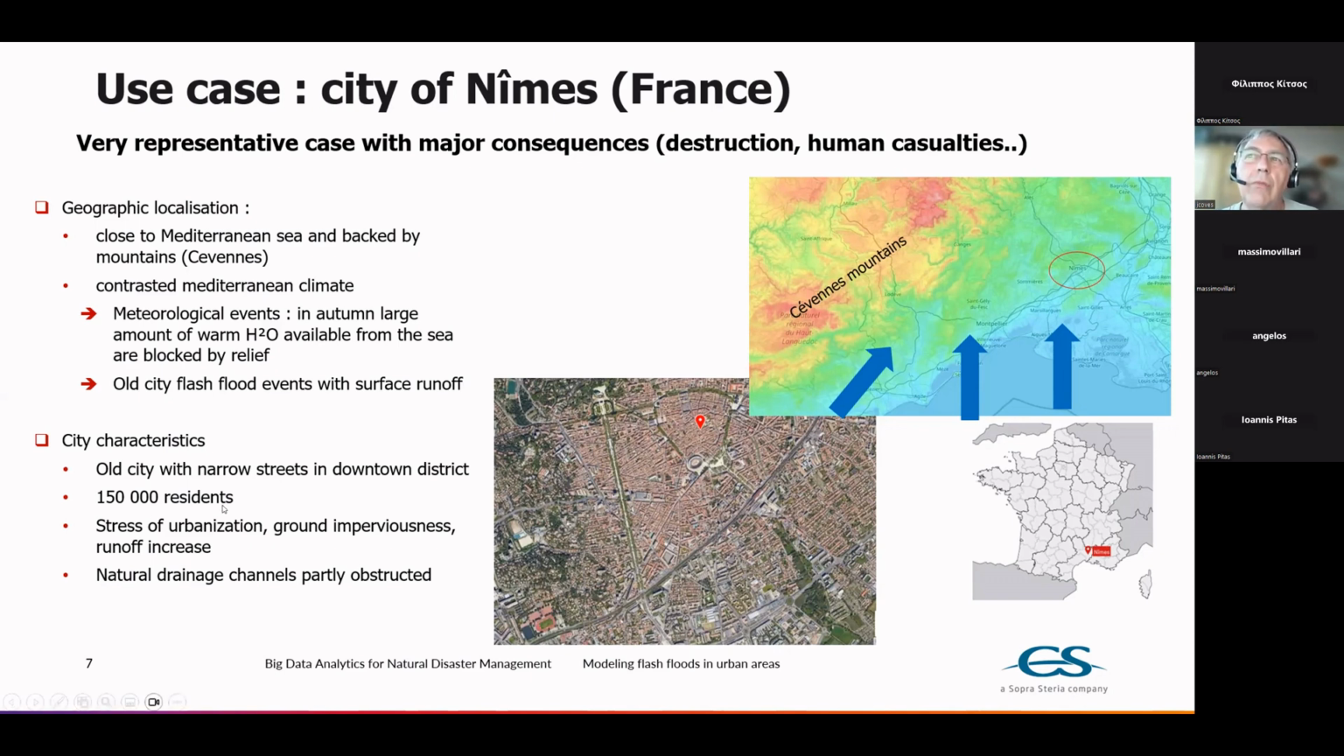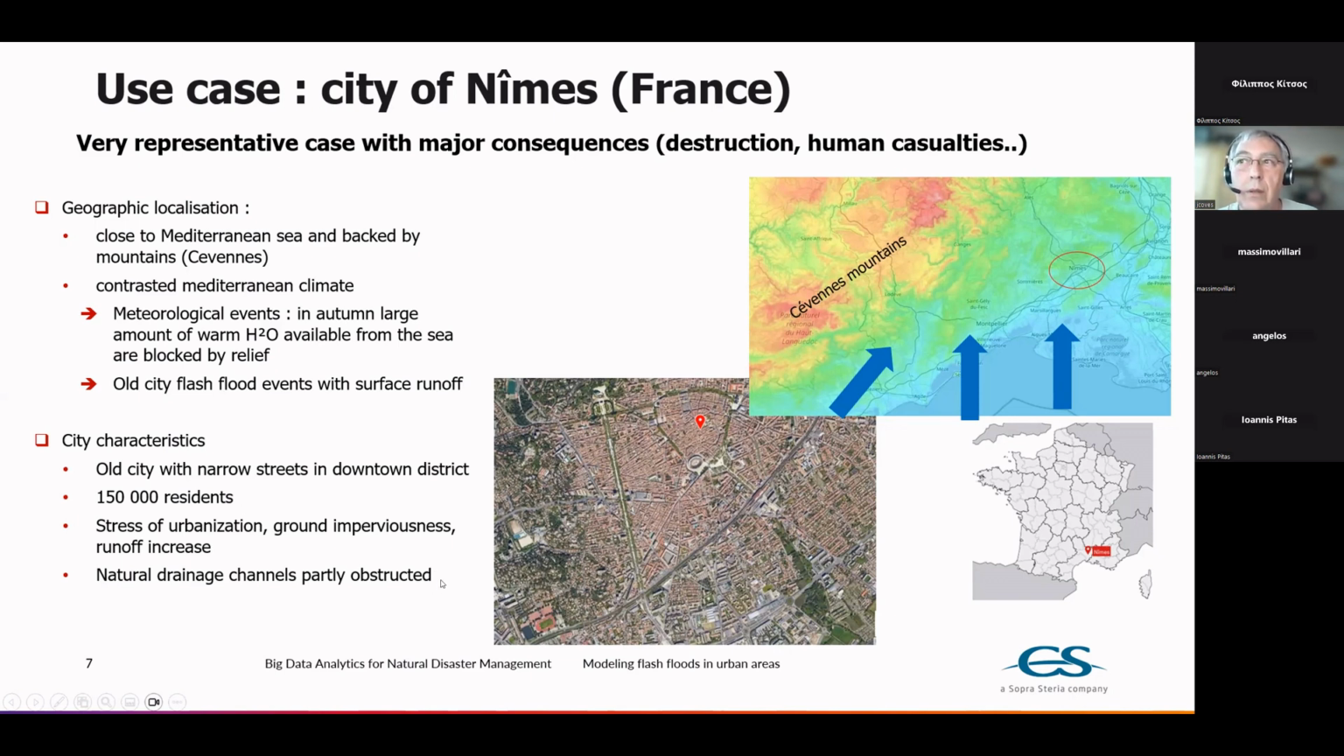So the city is rather large, middle class, 100,000 residents. Of course, like all cities, there is the stress of urbanization, ground impoverishment increasing, and surface runoff increasing with all the buildings.